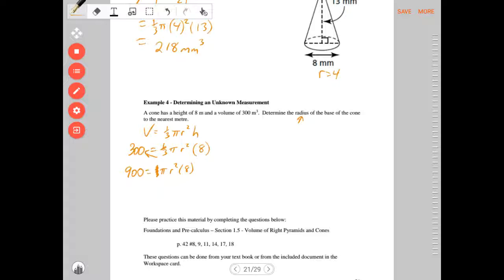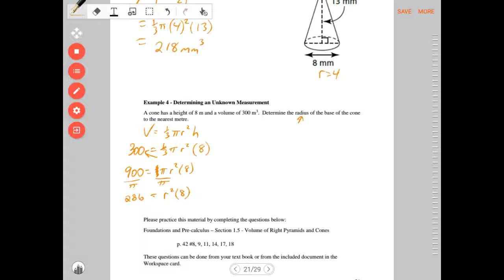Now, what is the pi doing to the r squared? Well, it's timesing, so the opposite of times is divide. So divide by pi, divide by pi. So 900 divided by pi on our calculators works out to 286.47, so about 286. So that equals r squared times 8.